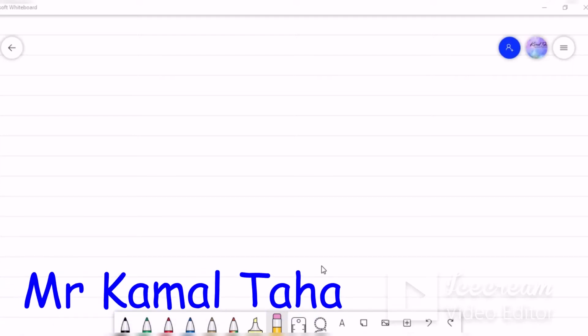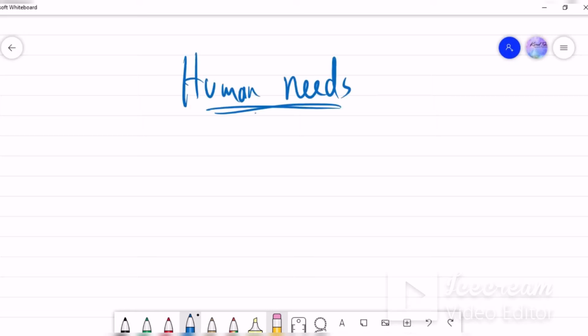We still talk about the human systems and how they can relate to their environment and how they can adapt to their environment. If you look at all the animals and birds, they adapt to their environment and use these systems to get their needs. Let's talk about the human needs, for example. What are our needs? What do we need to survive?